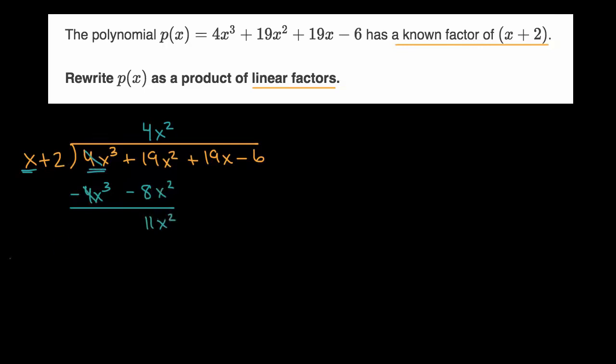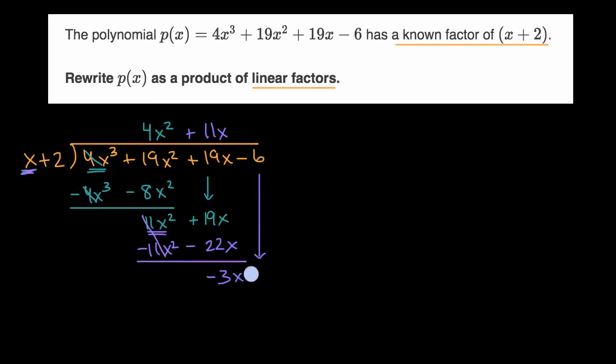And then I will bring down the 19x, so plus 19x. And so, once again, look at x and 11x squared. X goes into 11x squared 11x times, so that's plus 11x. 11x times x is 11x squared. 11x times 2 is 22x. We need to subtract these from what we have in that teal color. And we are left with 19 minus 22 of something is negative 3 of that something. In this case, it's negative 3x. And then we bring down that negative 6.